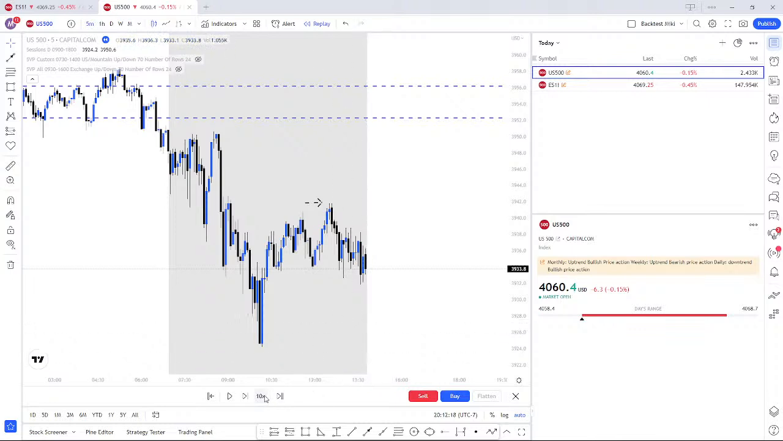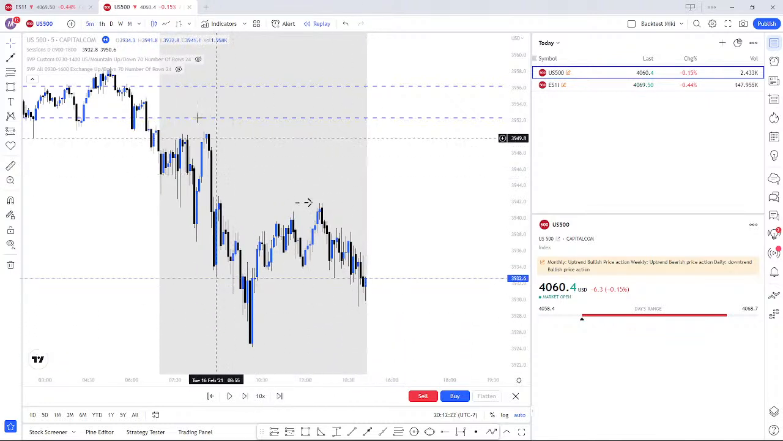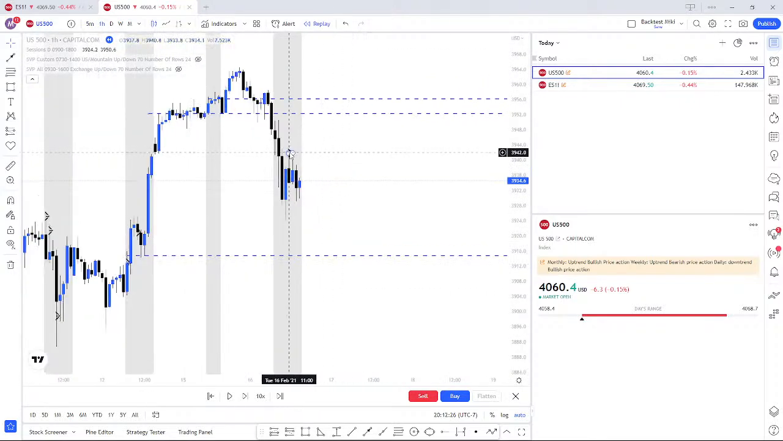Alright, end of day. Alright, that's it for that. There was no trades on that day, really. Maybe a forced short based off of these lines. But other than that, there was no trade.